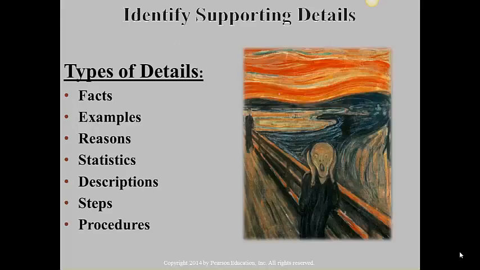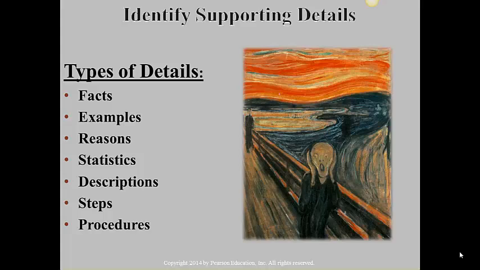There are many types of details that a writer can use to explain or support a main idea. As you read, be sure to look for the types of detail a writer uses to support his or her main idea. The way a writer explains and supports an idea may influence how readily you accept or agree with it. The most common types of supporting details are examples, facts or statistics, reasons, descriptions, and steps or procedures.